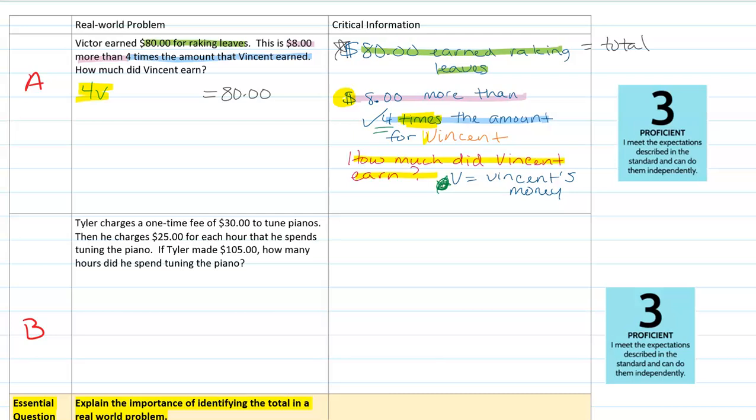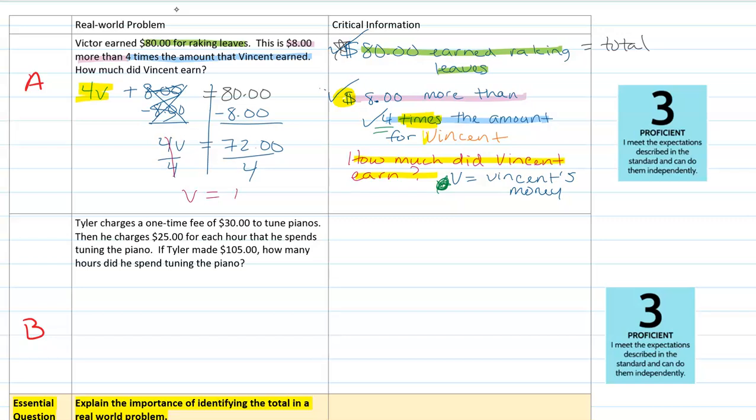So we did that one. We did this one. Now we're going to put plus $8. So it took care of that. Now let's do our balance line. We're going to subtract $8 from both sides. That is going to cancel out the third wheel. This is going to be $72, I believe, equal to 4V divided by 4 because we're splitting the couple. This cancels out, so I'm left with V equals 72 divided by 4 is 18.